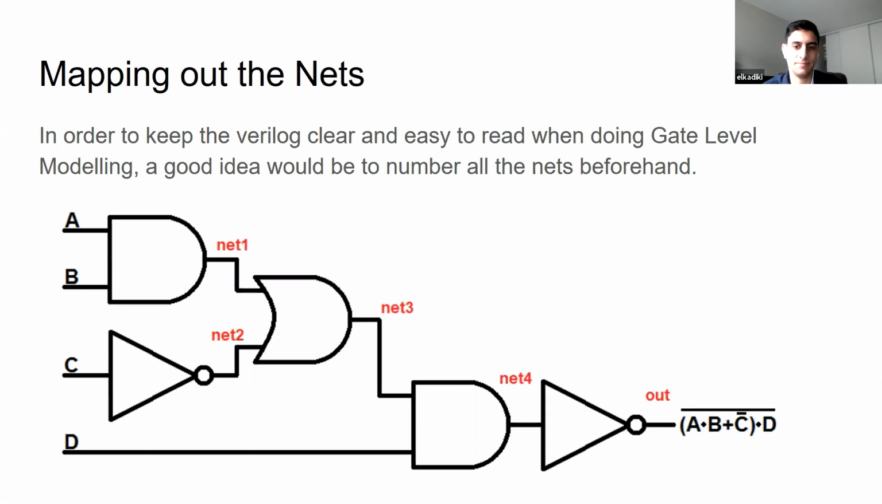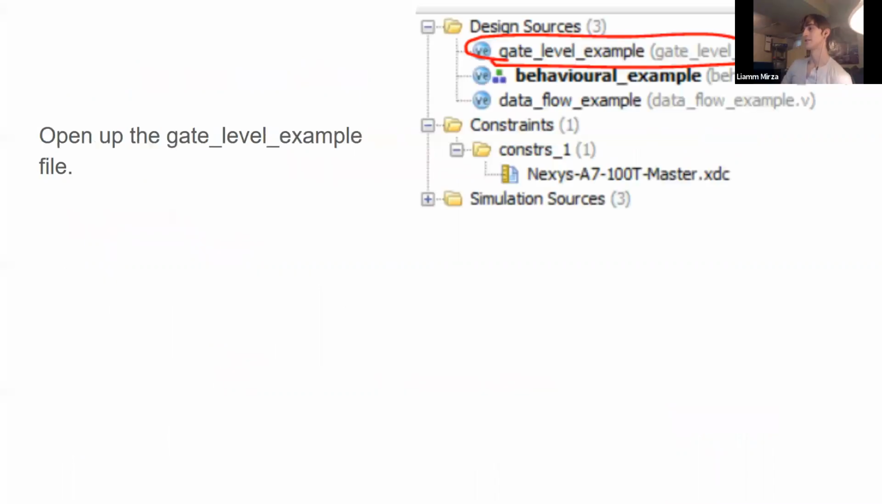And for each of these connections, you should have an idea of what the wire names are. So this one will be named net 1, net 2, net 3, and net 4, because you'll be needing to connect the gates together. So the output of the first AND gate will need to be connected to the input of this OR. It's the same with this NOT gate. And now you can just open up your gate level example and we can get going.